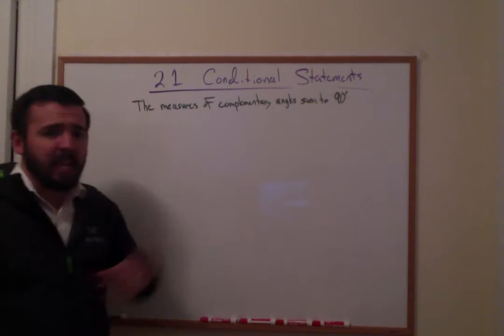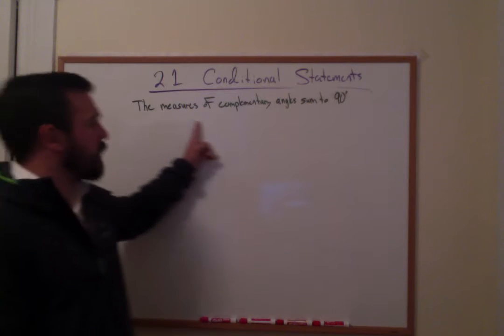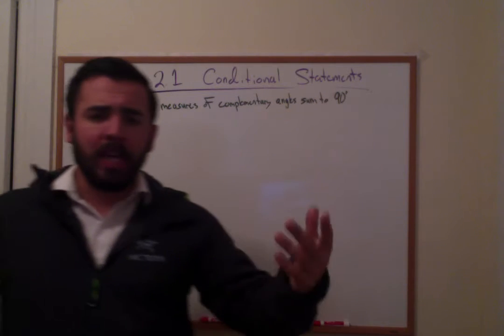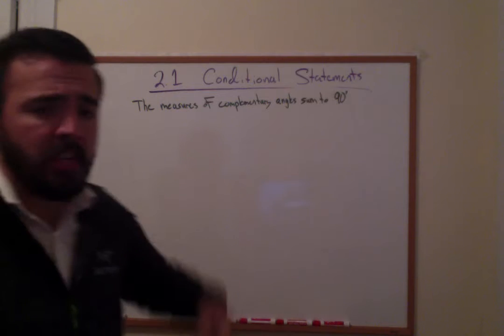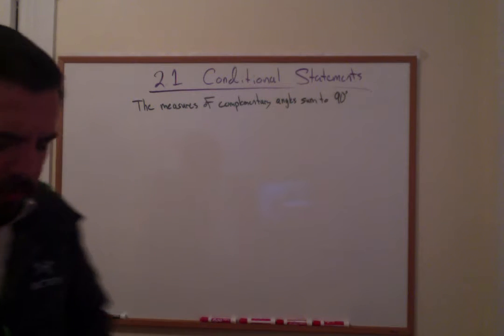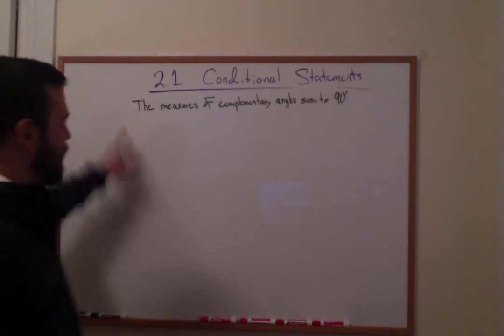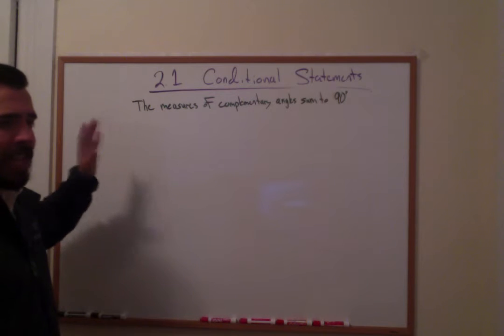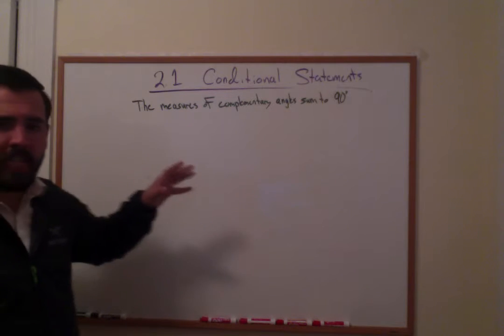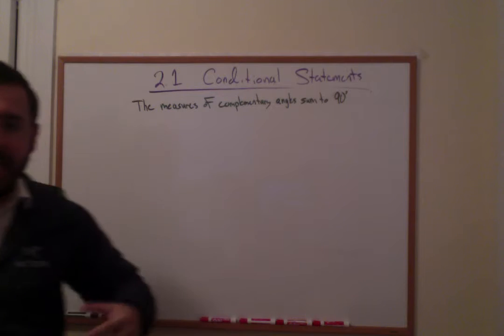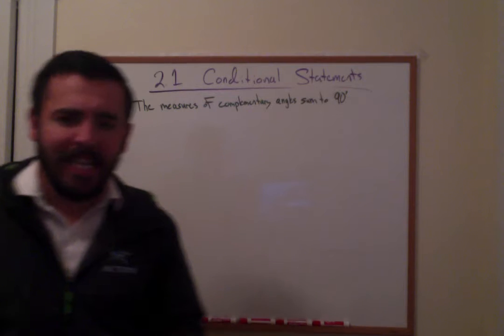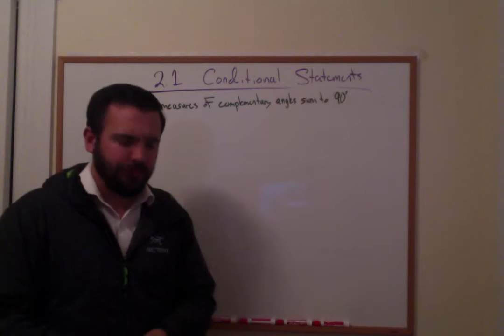So, let's start with the statement. The measures of complementary angles sum to 90 degrees. We know that to be true. It's the definition of complementary angles. Notice it is not in conditional statement form. It's not written as a conditional statement. It is not in if-then form. So let's first write it in if-then form.